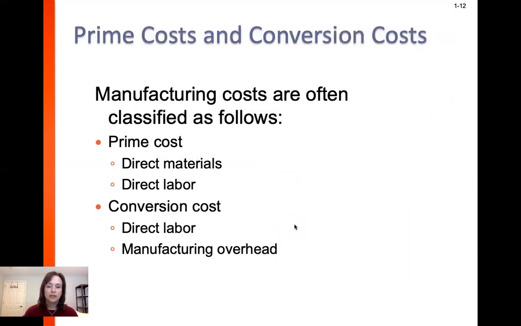They also give you some other terms. Prime costs of making your product would just be the direct costs of the direct materials, direct labor. If you hear the term conversion cost, that's referring to the cost to convert the materials to the end product. So that's just direct labor and overhead.